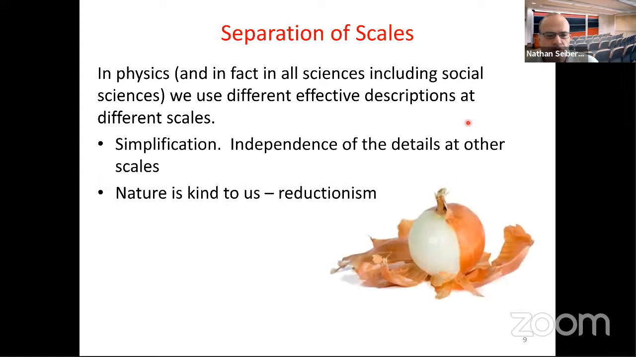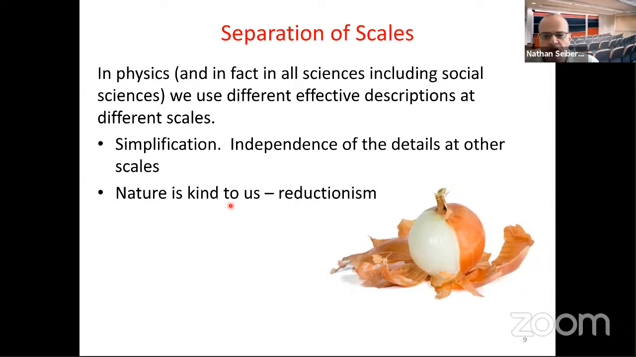This has two aspects to it. One is a simplification. When we study the system at a particular length scale, we do not need to understand all the details and all the intricacies of what's going on at shorter distances or at longer distances. So this is a simplification. It also means that nature is kind to us. At every scale, we have an effective theory of that scale, and then that effective theory is replaced by a deeper truth happening at shorter distances.